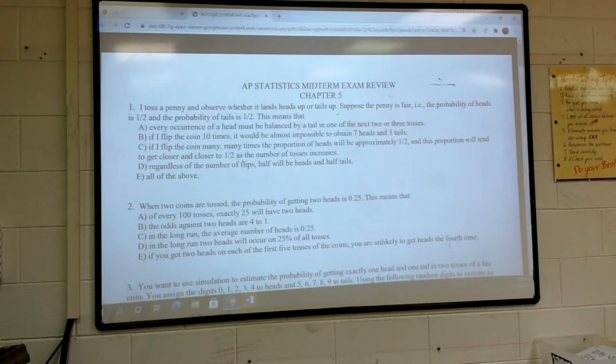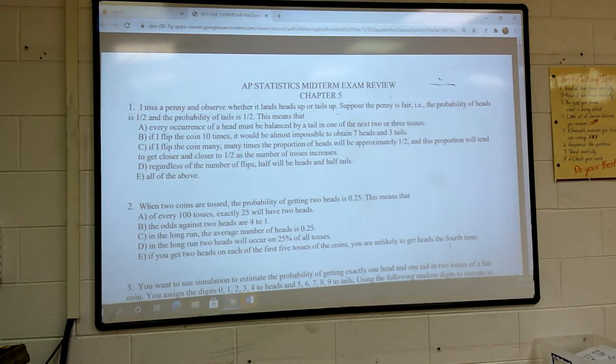So it's kind of like when you played that game we did in experiments. If you do something a couple times, you may get a probability, but as you do it more and more and more, you get a bigger sample, it'll get closer and closer to the true probability. And the true probability here is 50% or 1/2. So the more that we flip a coin, the closer and closer it'll get to 50%.